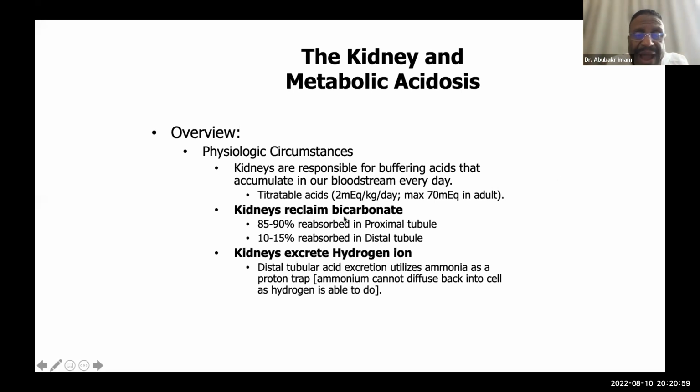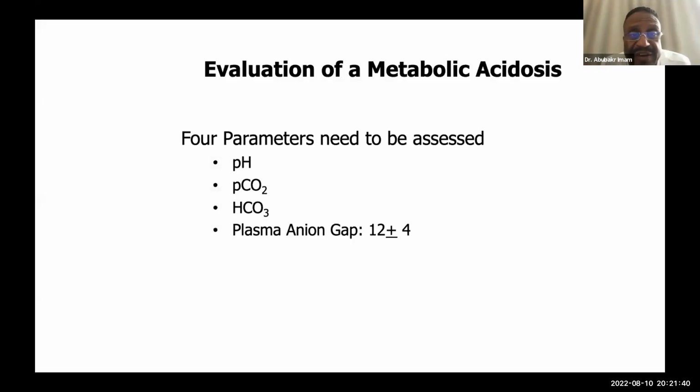Now, the reclaiming of bicarbonate is around 90% in the proximal tubule and around 10% in the distal part of the nephron. Again, carbonic anhydrase is the mechanism by which it gets reabsorbed. And the kidney excretes hydrogen ion in the distal part of the nephron, depending on how much you have. It cannot excrete it directly, and that's why it utilizes ammonia as a proton trap. It traps it to make ammonium, and then ammonium cannot diffuse back into the cells. That's why hydrogen ion gets lost at that part of the nephron.